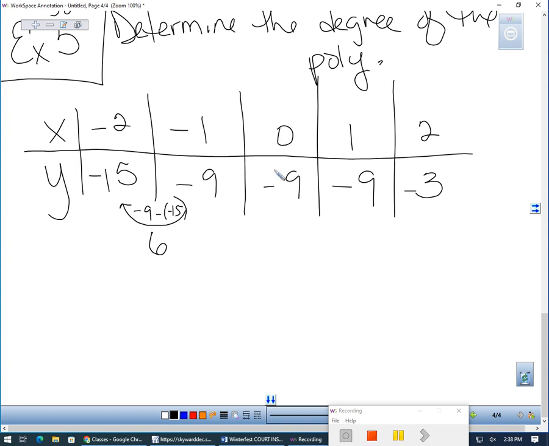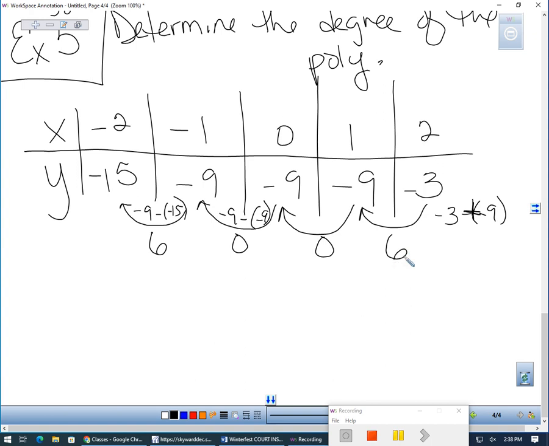Okay? Then we do the next one. Negative 9 minus a negative 9. Yes, that would be 0. A negative 9 minus a negative 9 is 0. Negative 3 minus a negative 9. This is a sandwich, so we get positive 6. So it's a cubic, right?